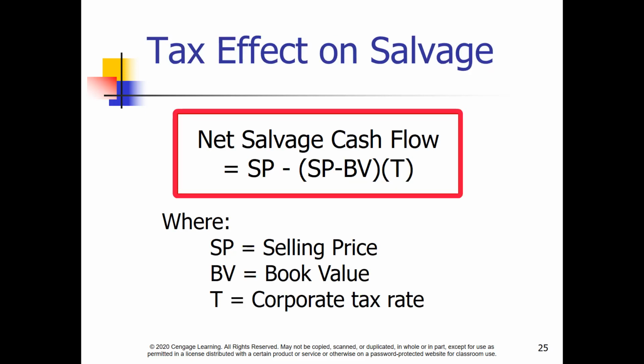Note, this formula is not in the textbook. It's explained in words, but there's no formula given. Net salvage value can be less than the salvage selling price if the unit is sold for more than book value and taxes are owed. Net salvage value can be greater than the salvage price if the asset is sold for less than book value and taxes are recouped. This formula takes care of either situation.